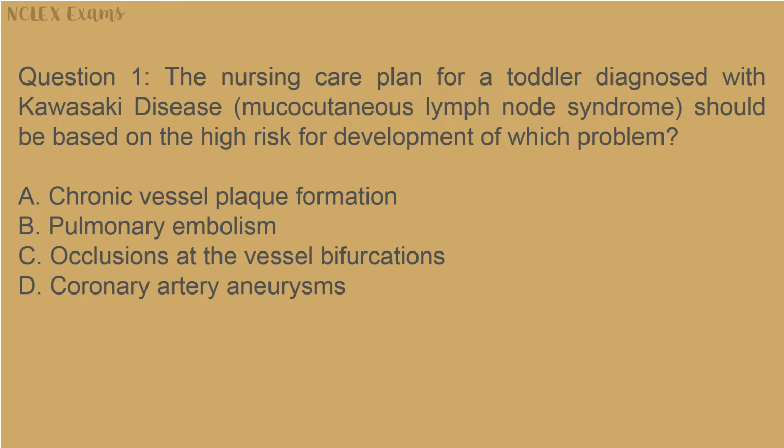Question 1. The nursing care plan for a toddler diagnosed with Kawasaki disease, mucocutaneous lymph node syndrome, should be based on the high risk for development of which problem? A. Chronic vessel plaque formation. B. Pulmonary embolism. C. Occlusions at the vessel bifurcations. D. Coronary artery aneurysms.